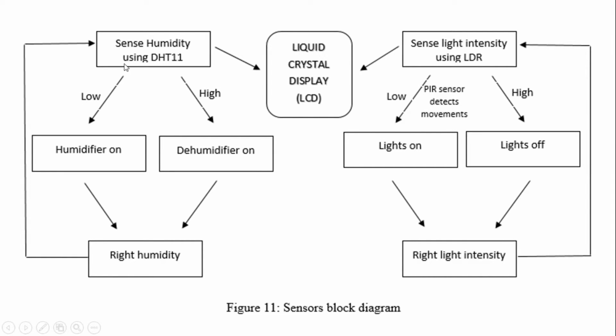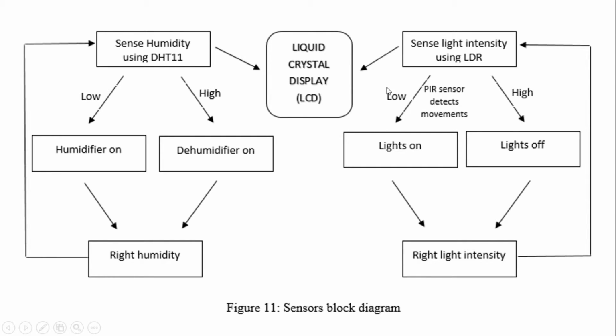negative feedback mechanism. When the humidity is low, the humidifier will be switched on, and the humidity will recover back to the correct, comfortable humidity. When the humidity is high, the humidifier will be switched off, and the same as the previous one, the humidity will be corrected to the right humidity.